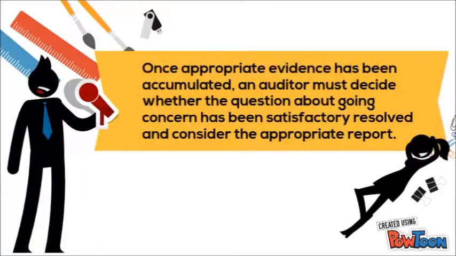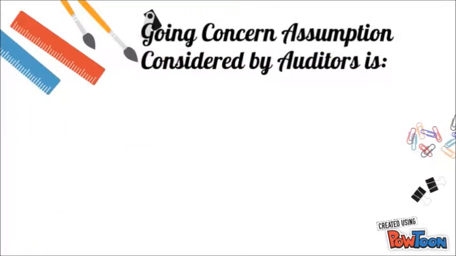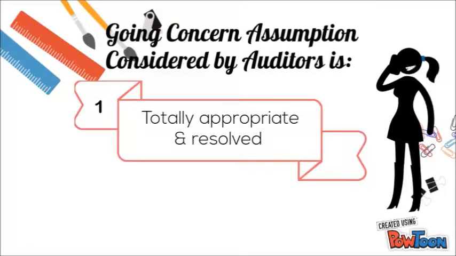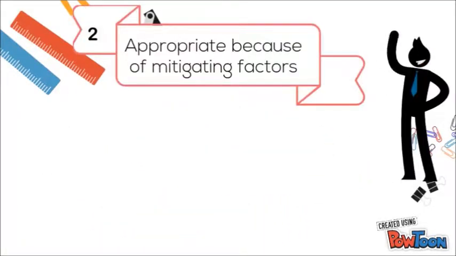Once appropriate evidence has been accumulated, an auditor must decide whether the question about going concern has been satisfactorily resolved and consider the appropriate report. Going concern assumption considered by auditors is: 1. Totally appropriate and resolved. No modification of report. 2. Appropriate because of mitigating factors.